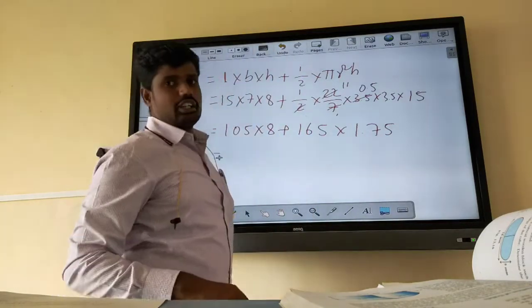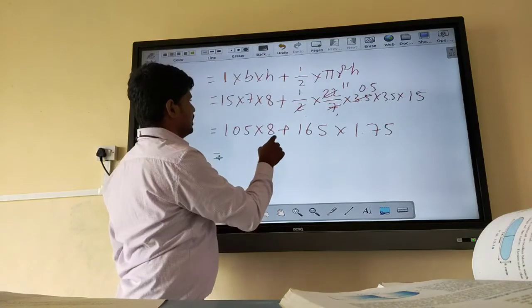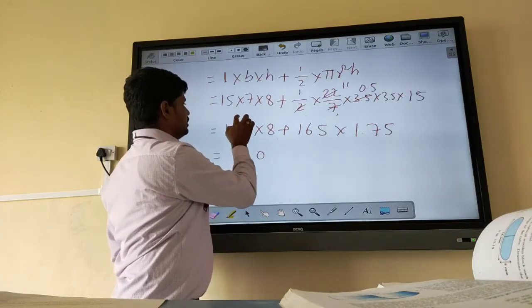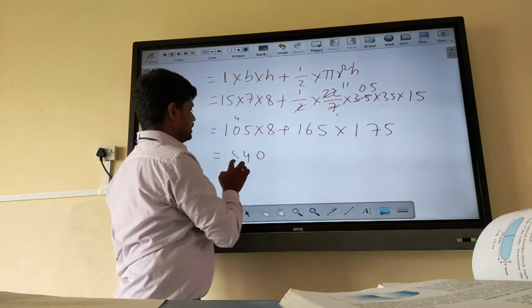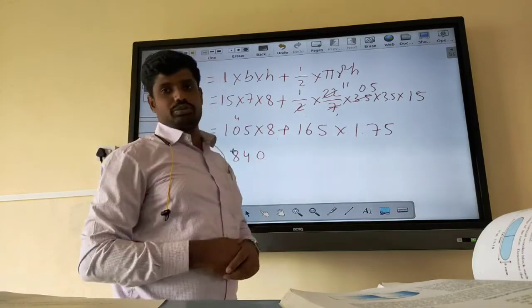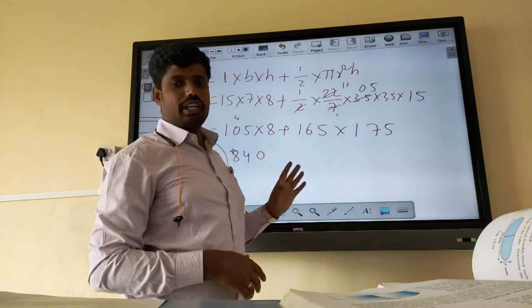105 into 8, how much? See. Observe all of you. 8 fives are 40, 0, 4 carry. 8 zeros is 0 plus 4, 4. 8 ones is 8. What is the volume of the cuboid? 840 meter cube. 840 meter cube is the volume of the cuboid.